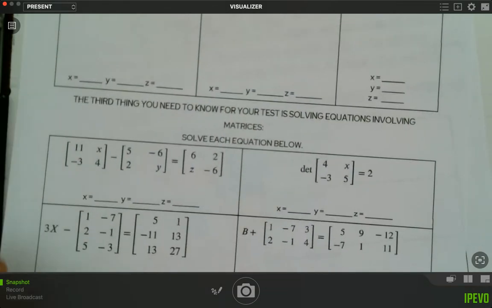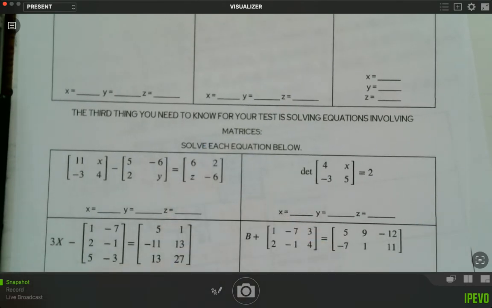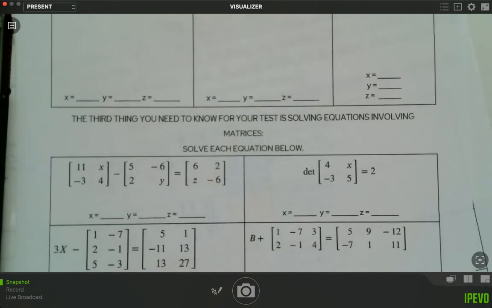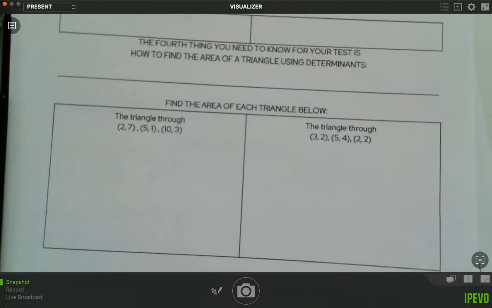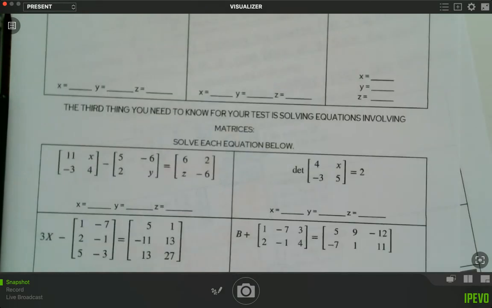And then I'll be talking about some matrix equations, and I'm actually going to go ahead and move into the fourth page of the review because it doesn't have a whole heck of a lot. In fact, the only topic on it is finding the area of a triangle, which is kind of like Cramer's rule. It's a rule about how to use determinants.